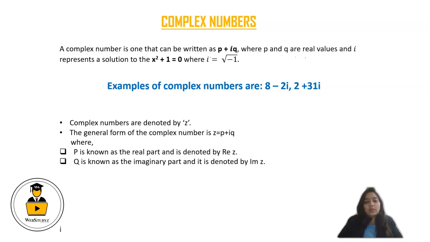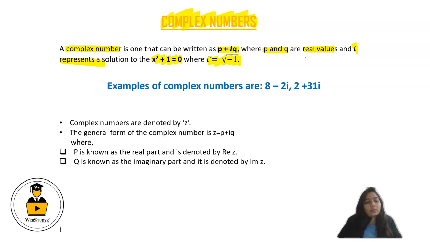Today we are going to study complex numbers. So first of all, we will see what a complex number is. A complex number is one that can be written as p plus iota q, where p and q are real values and iota represents a solution to x square plus 1 equal to 0, where iota is equal to under root minus 1. So this is the definition of a complex number.